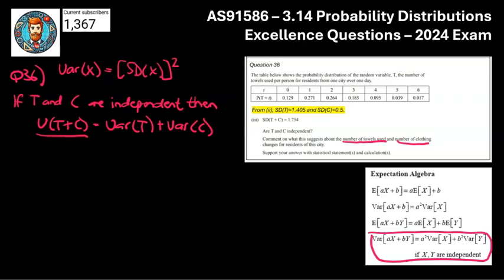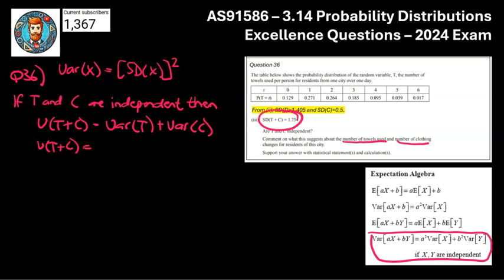So we need to find the variance of T plus C, the variance of T, and the variance of C. Once we've got all 3, we can check if the numbers match. If they match, we know they're independent. If they don't match, we know they are not independent. So let's start off by finding the variation of T plus C, because that one we can do off the bat with the number they've given us.